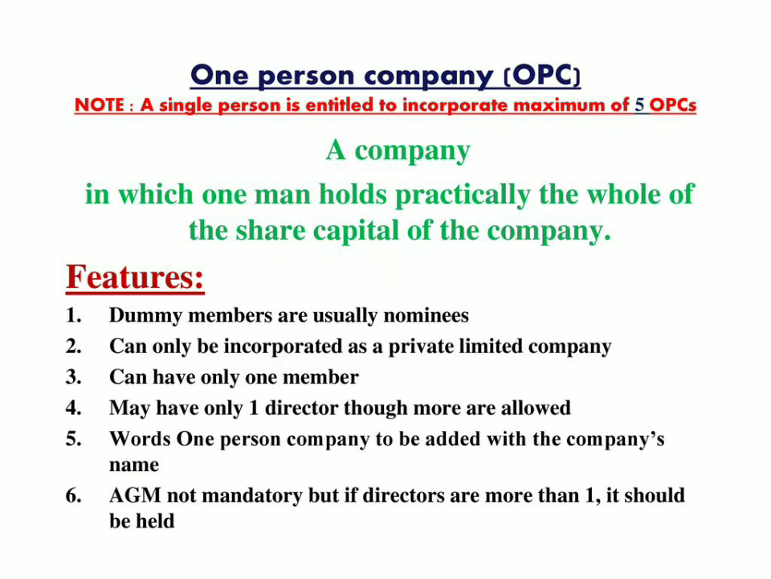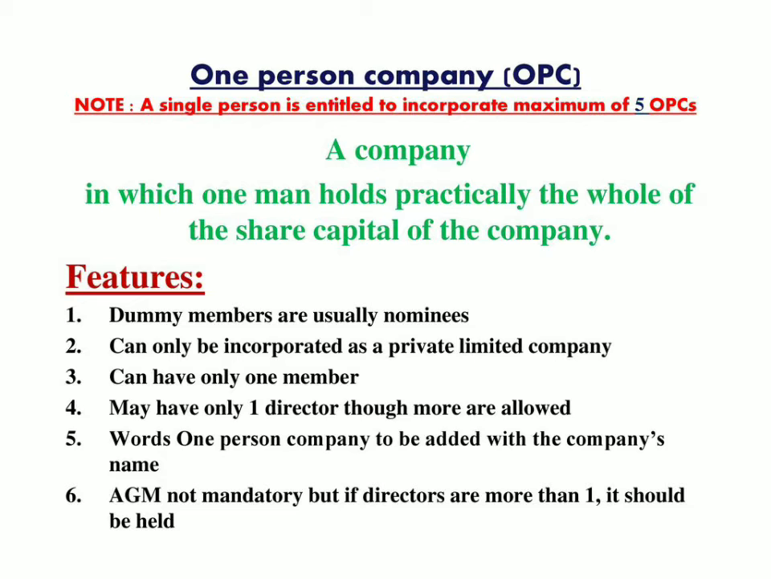One-person company means a company in which one person holds the whole of the share capital of the company. Features of one-person company: 1. Dummy members are usually nominees. 2. Can only be incorporated as a private limited company. 3. Can have only 1 member. 4. May have only 1 director though more are allowed. 5. The words one-person company to be added with the company's name. 6. Annual general meeting not mandatory, but if directors are more than 1, it should be held.